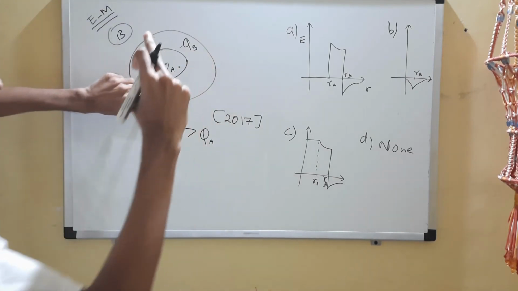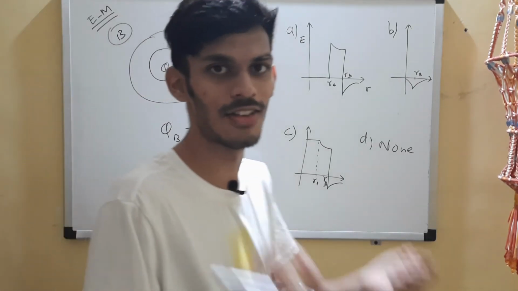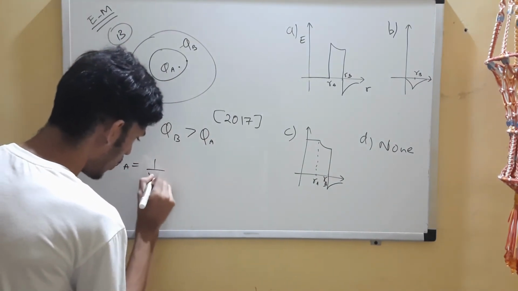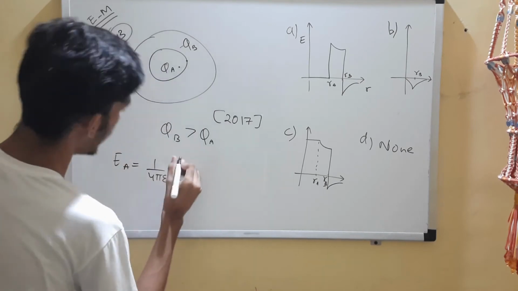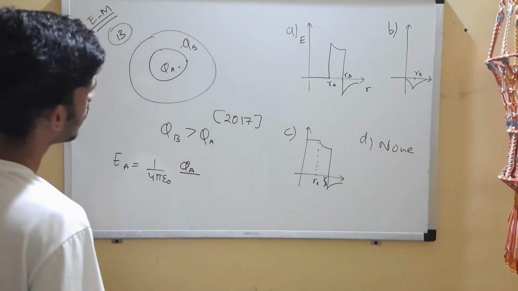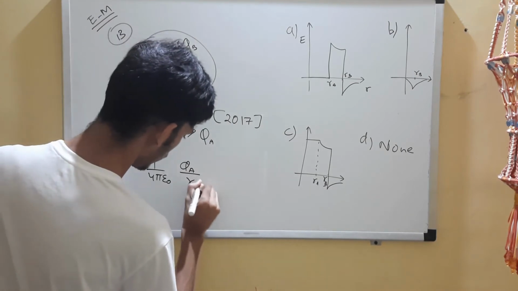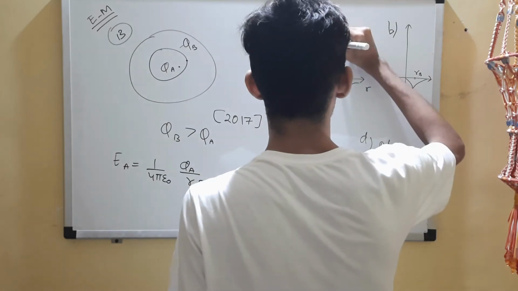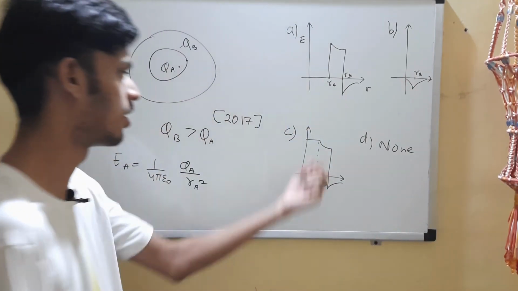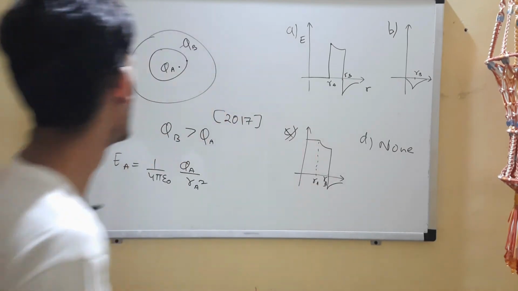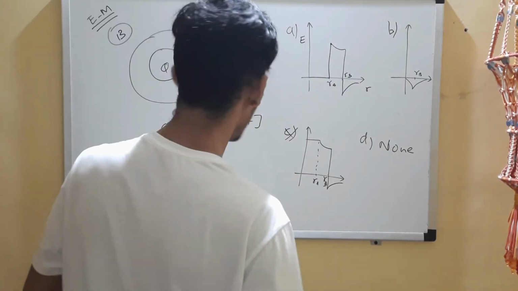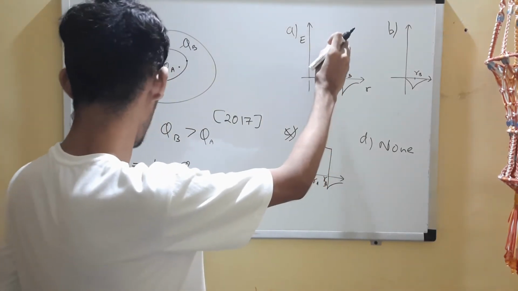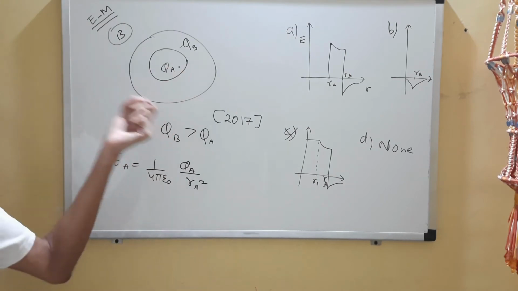On the surface of your first spherical shell, we know that at the surface the field will be 1 upon 4 pi epsilon naught QA by RA square. This will have some value, of course. So here you can see in option A it has some value here also, but this is already rejected. Now we have options A, B and D. So it will have some value for EA at this point.